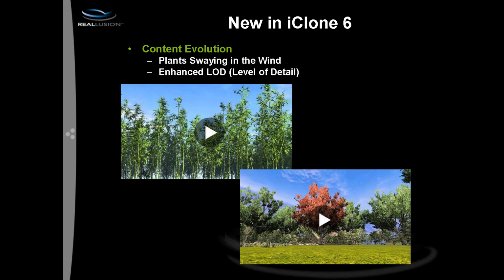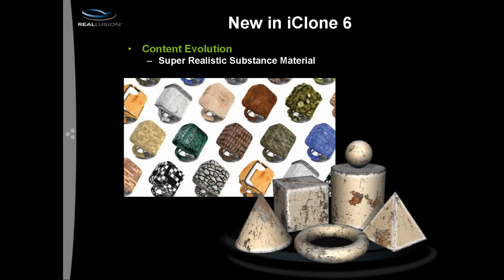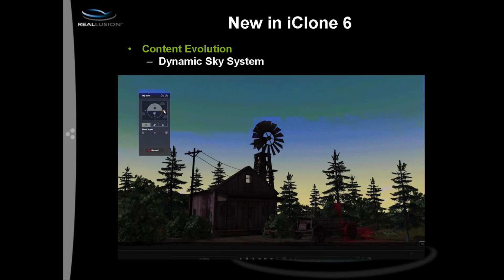Level of detail, this is something that we can get into later on. I'm not going to spend too much time on this, but you can see the cool improvements that we've made with iClone 6. And iClone 7 is also just around the corner, so we're going to have to replace this PowerPoint with a new one pretty soon. We have the dynamic sky system within iClone 6. I like to use this for certain outdoor scenes, although it is fairly resource heavy.